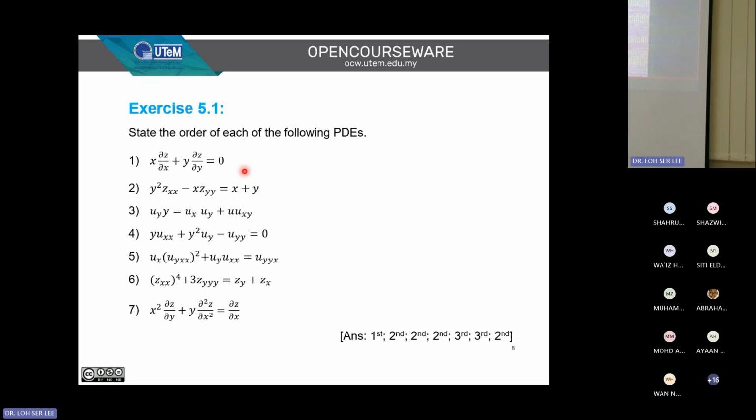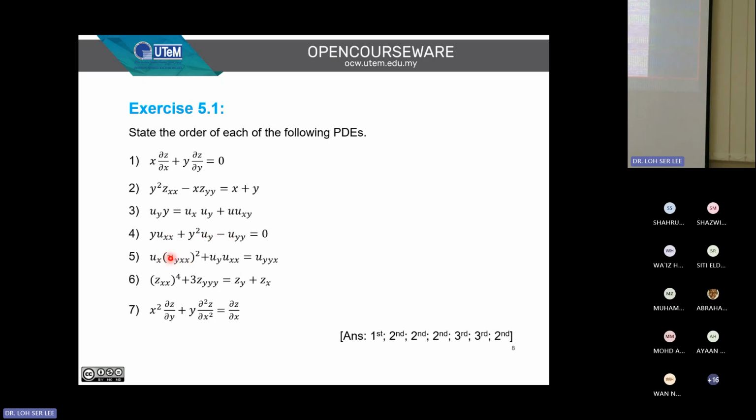Now we just go through this exercise. What is the order for question number 1? First. Both are first. Number 2? Second. ZXX and ZYY are both in second order. Number 3? Second, because of UXY. UY is first, UX is also first. This is also first, so this is second order. Number 4? Second. UXX, UYY. This is first order.